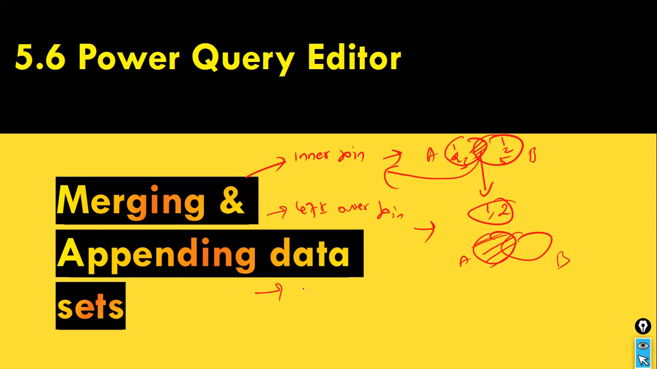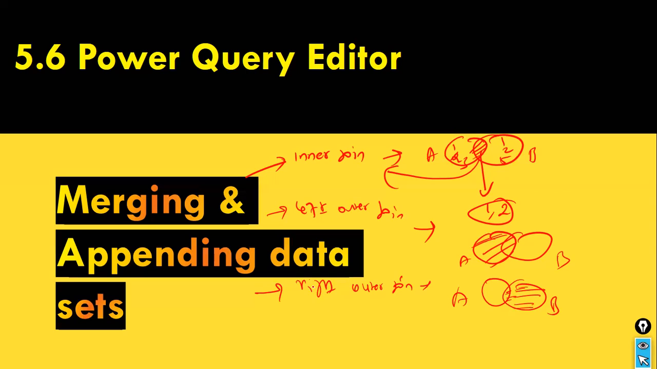The right outer join is the opposite of this one. You have A and B, the common values between these two, and then the rest of the values from the B side, the table B. This is your right outer join.